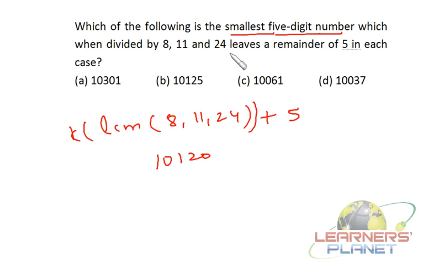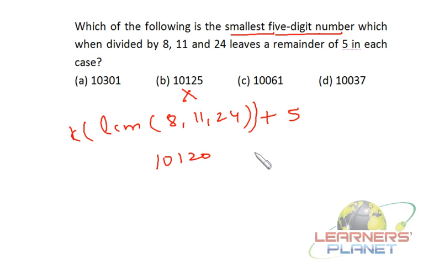The divisibility test of 24 is that the number should be divisible by both 3 and 8. Now I have to see whether 10120 is divisible by 3 or not. So it's 2 plus 1, 3, and 1, 4. So the sum of digits is not divisible by 3, hence 10120 is not divisible by 3. So this cannot be the right choice.